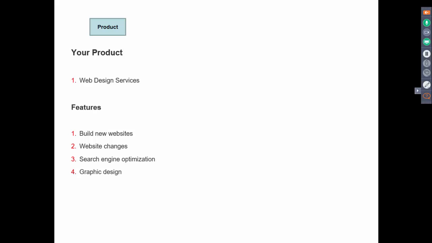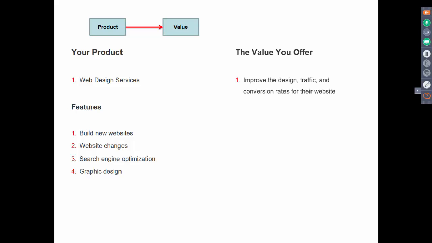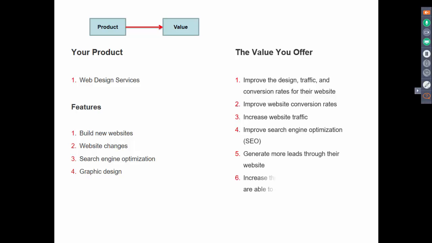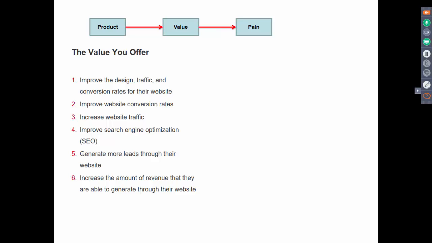So what you can do for this process is start with that, and then brainstorm the benefits that your service offers. If we look at the benefits of web design, it helps to improve design traffic conversion rates, helps to improve traffic, helps to improve SEO, generates more leads through their website, improves the amount of revenue that a company generates through their website. Those are benefits, right? So that's the value. And just by that alone, we're able to communicate more powerfully than if we just talk about the product. And the people that email me every day, they rarely talk about those things, and that's what they should be talking about.